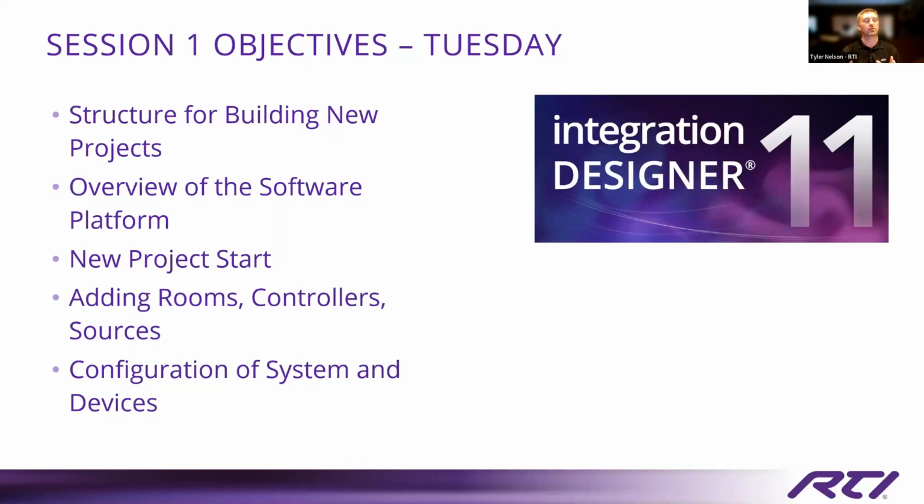That first part, the structure of building a new project, really kicks it off and will help you in terms of the growth and learning aspect of this programming software. Then I'll give you an overview of what the platform looks like, where to find things, how things are structured, and what you can expect from the different areas within the software. We'll begin a new project, starting with that single room project. We'll add the different rooms, controllers, and sources, and what all those mean. Then we'll talk about the configuration and the importance of going through the configuration steps of the system and the devices. That'll be a lot of information for one session, so I'll cut it off there.